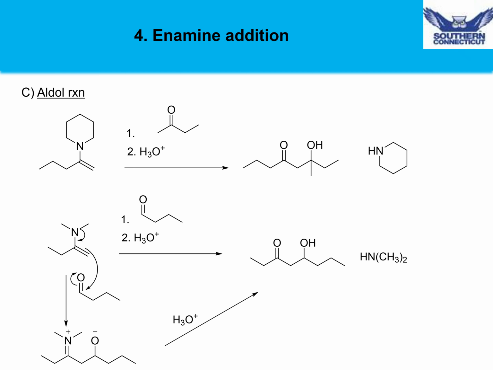Here's an example of an enamine participating in the aldol reaction as an equivalent to an enolate. If we use this example involving an enamine and we add it to a ketone, this alpha carbon should add to the carbonyl carbon of the ketone. So we would get a reaction between this carbon and this carbon.